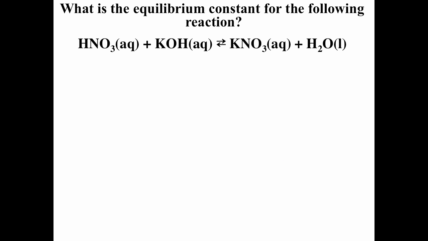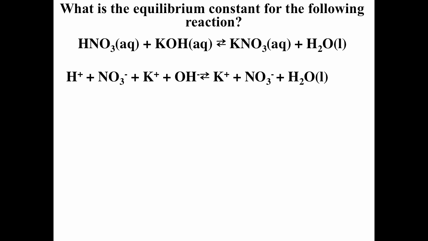Again, this is the reaction. Now if we break apart, the nitric acid is hydrogen ions and nitrate ions. The potassium hydroxide is potassium ions and hydroxide ions. Potassium nitrate is potassium ions and nitrate ions. The water does not break apart. They're molecules. If you have 1 mole of water, you have 1 mole of water.